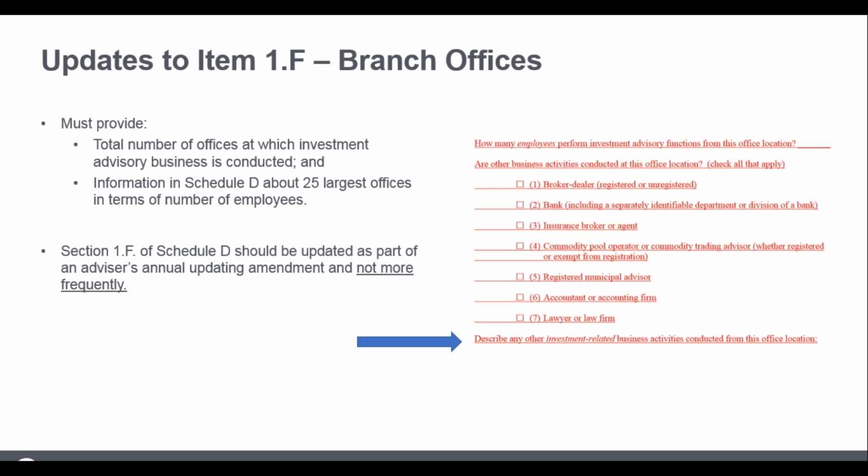Also, you need to note that this stuff only needs to be updated with your annual updating amendment and not more frequently. So that kind of goes against what we know with respect to item 1. Typically, those changes in item 1 are going to need to be made promptly, but this is the exception here. So again, item 1F, you only need to update on your annual updating amendment.